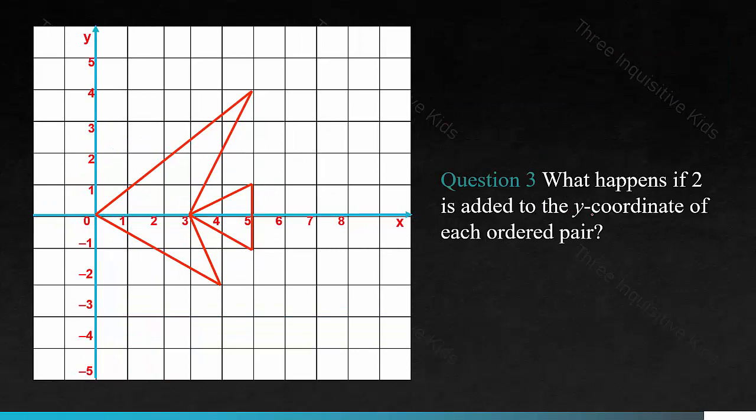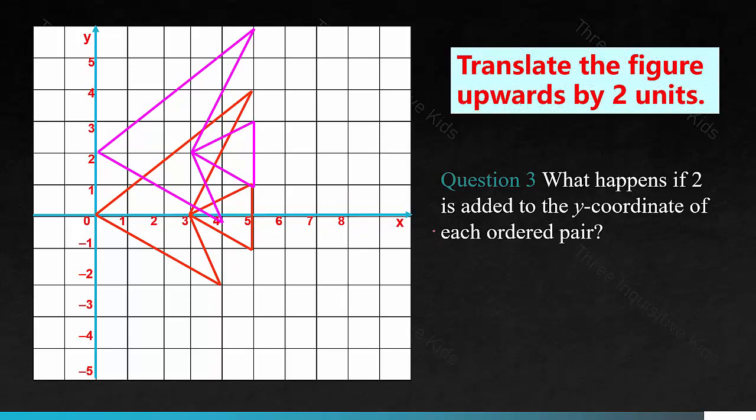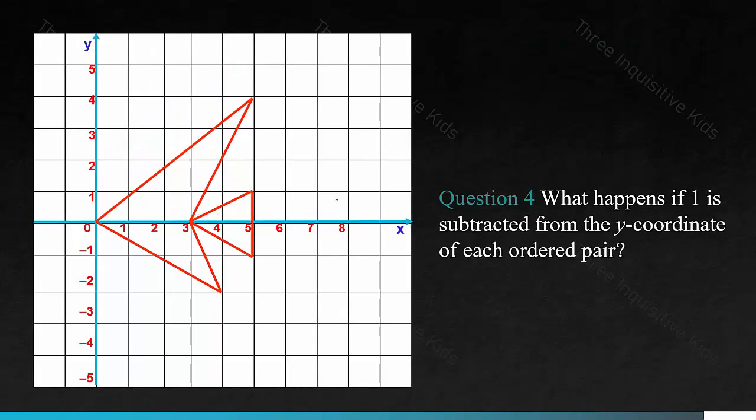When you add 2 to the y-coordinate of each ordered pair, you are moving this entire figure upwards by 2 units. And when you subtract 1 from the y-coordinate of each ordered pair, you're technically moving this entire figure down by 1 unit.